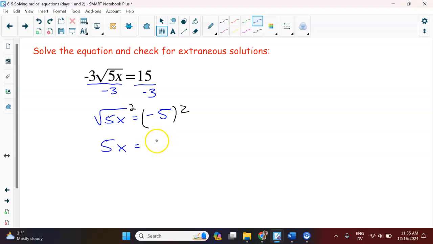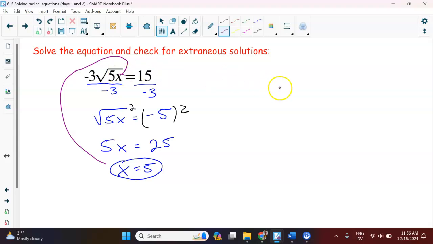It gives us 5x. And on this side, negative 5 times negative 5 is 25. Okay, and now everything's cleaned up nice and pretty. Now we just got to divide by 5, and we get an answer of 5. Only one answer this time, but we still want to check it for this idea of extraneous. So I'm going to plug it back in up here and see if it works out.